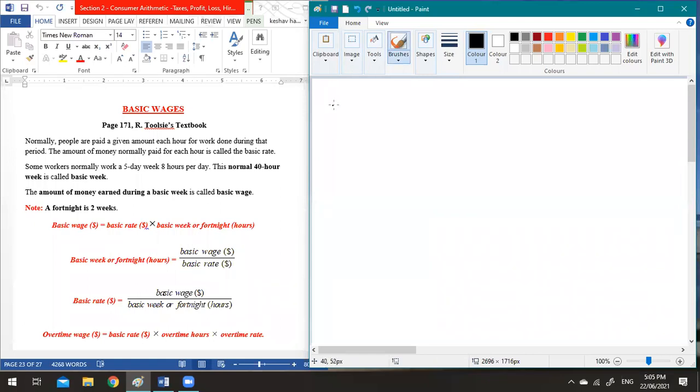So, consumer arithmetic: basic wages. Now, a basic wage is the minimum salary that you would get for working a particular time at a particular rate. Normally people are paid a given amount for each hour, that's called your rate, for work done during that period. The amount normally paid for each hour is called the basic rate.